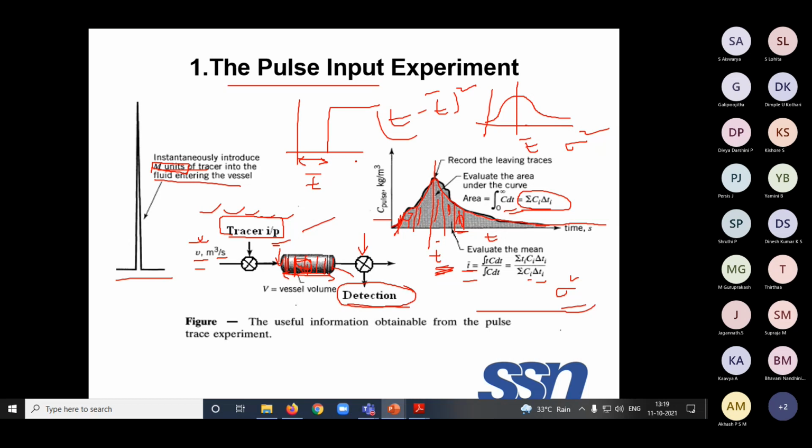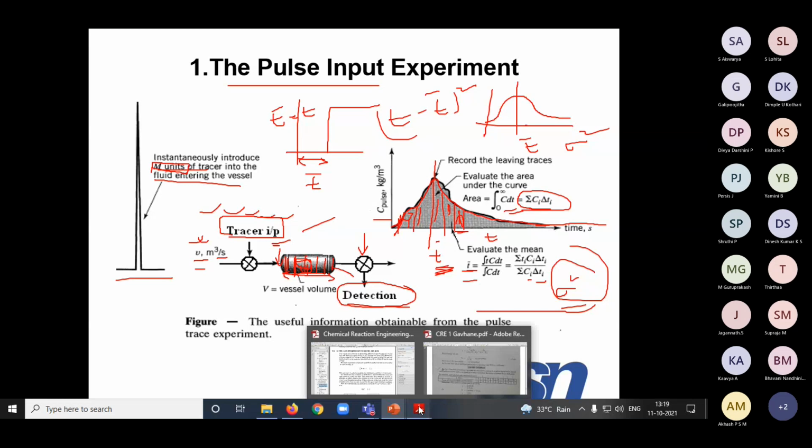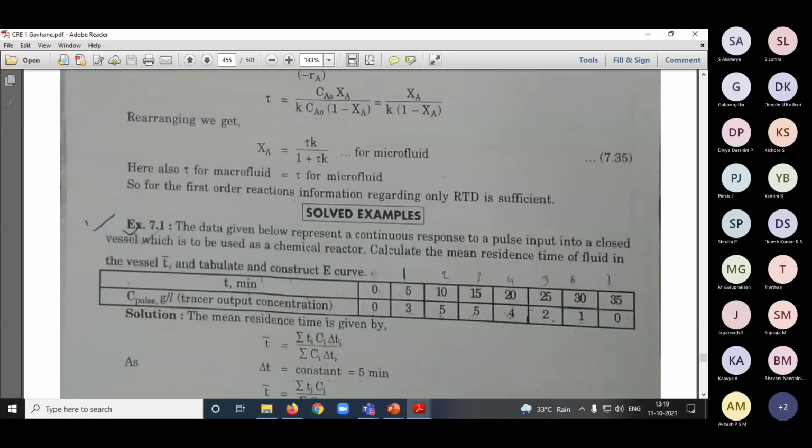So if your plug flow reactor is ideal, then your T bar should be equal to your T, that is the mean residence time. But since there are some non-idealities, your T bar and T will not be the same. So how far it is deviating, that is what we will see by the variance. That is how we have to do this E curve, right? We'll show you one problem so that you will understand what is happening here.